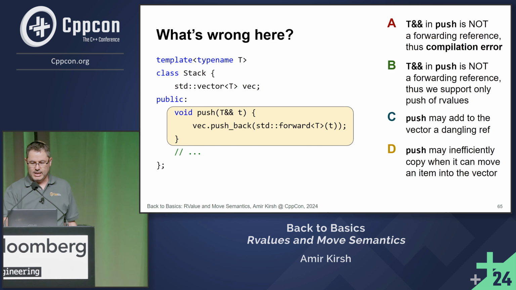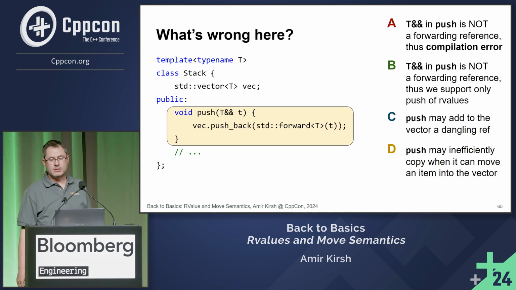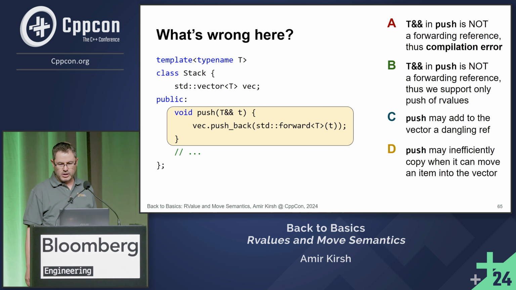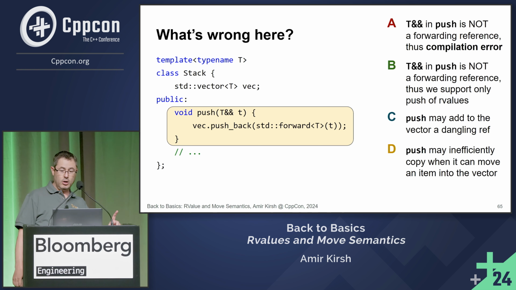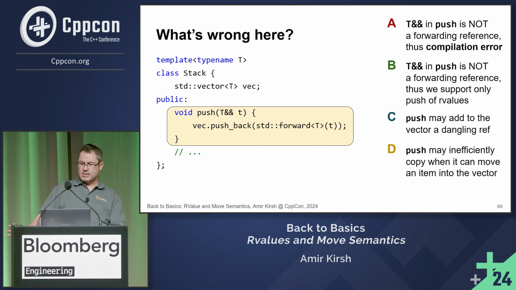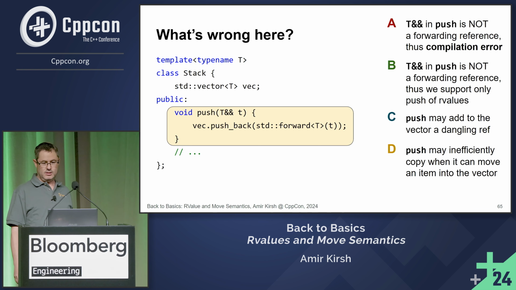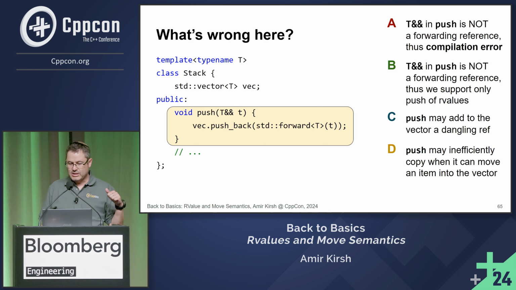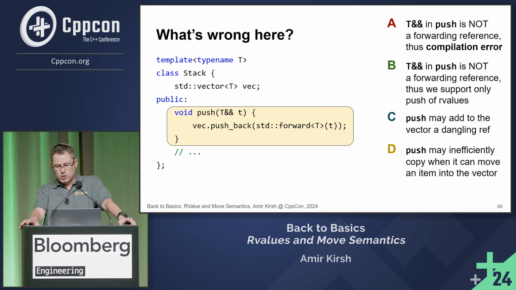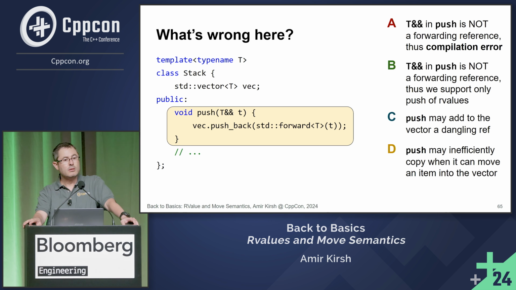So the question is, what's the problem here? And the answers are: A, T double ref push is not a forwarding reference, thus compilation error. Or B, T double ref push is not a forwarding reference, thus we support only push of Rvalues. Or C, push may add to the vector a dangling ref. Or D, push may inefficiently copy. What do you say?